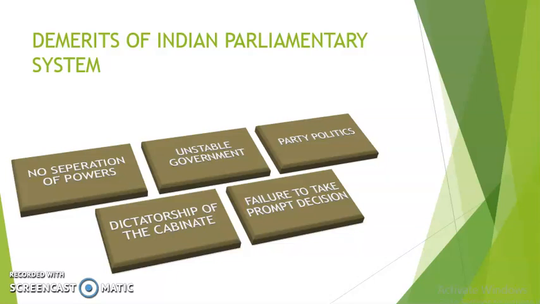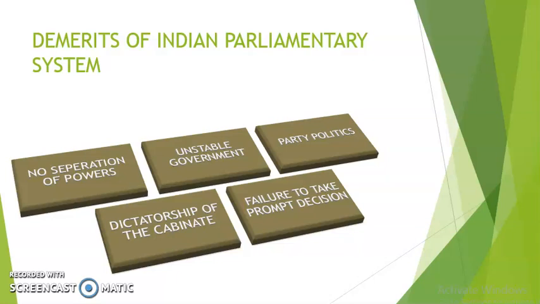Dictatorship of the cabinet. Here, dictatorship of the cabinet means the entire power is vested in the hands of a single individual in a party. So this is one of the main demerits. Failure to take prompt decisions. There is no fixed tenure enjoyed by the council of ministers, so they fail to take any bold or long-term decision in favor of the public. So these are some of the demerits of the Indian parliamentary system.